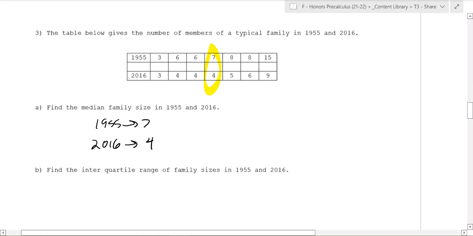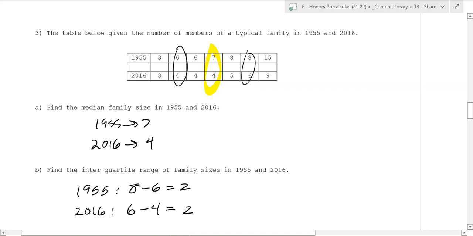What about the interquartile ranges? So what you're going to do for that is subtract quartile 3 and quartile 1. So for 1955, you're going to do 8 minus 6, and that's going to be 2. And in 2016, the interquartile range, you're going to get by 6 minus 4, which is 2. So that's these two and those two right there.